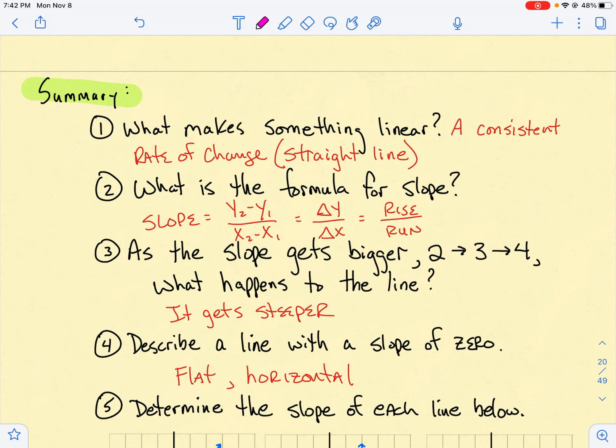The summary, I've already done this ahead of time to just point it out. What makes something linear? This was in the notes in one of the first pieces. It is a consistent rate of change. Use the pause button and write that in if you have something different. A consistent rate of change is key.